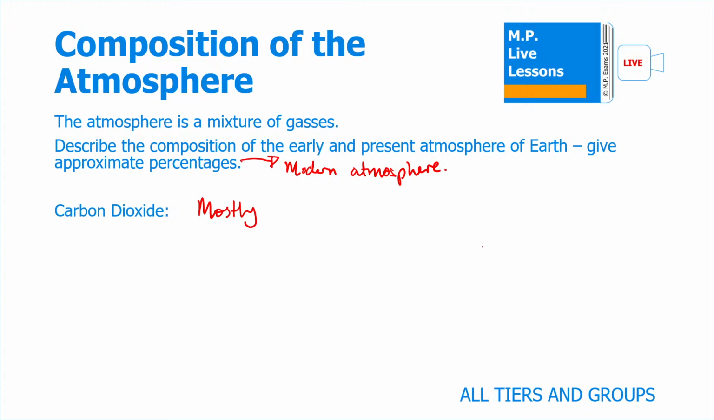So in the early atmosphere, it was mostly carbon dioxide, whereas now there's barely any, so 0.04%, something like that. With oxygen, there was barely any, or none, in the early atmosphere, but now it makes up about 21% of the atmosphere.